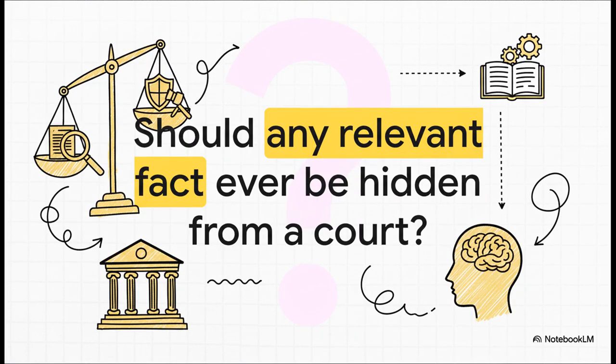And this really leaves us with a final, fascinating question to think about. If the ultimate goal is just to find the truth, why would we ever have rules that hide a relevant fact from a court? I think the answer is that the legal system isn't just a truth-finding machine. It's a complex system that is constantly balancing that search for truth against other fundamental rights and values like fairness, the right to a lawyer, and preventing police misconduct. And it's that balance that truly defines justice itself.